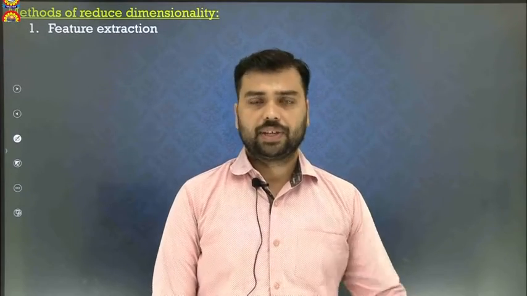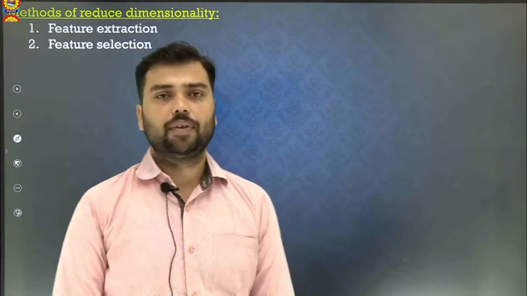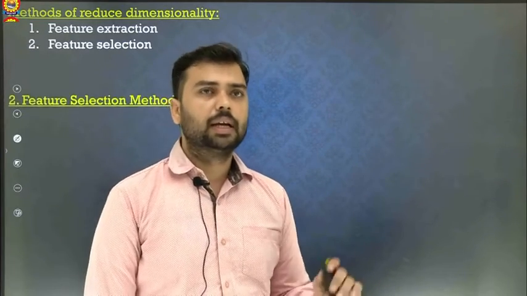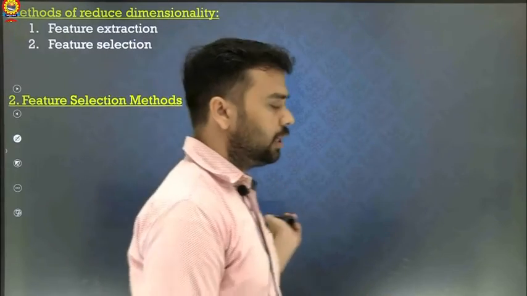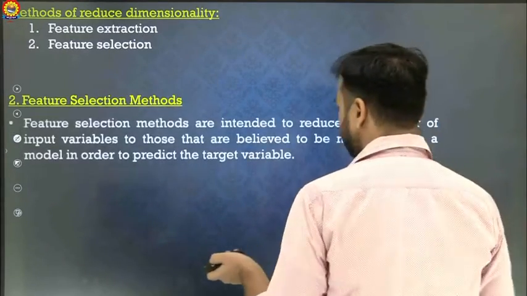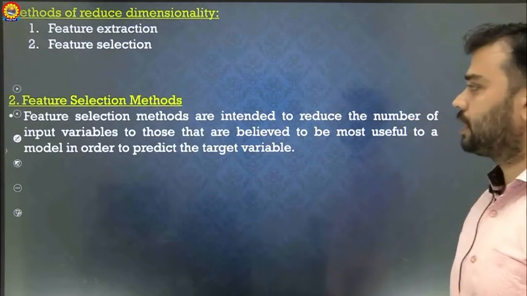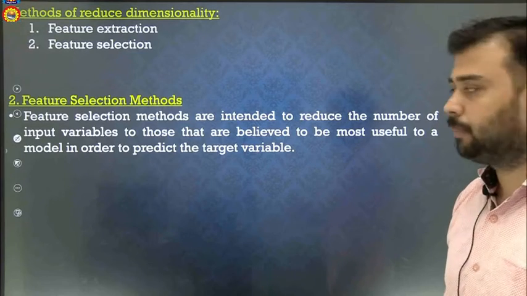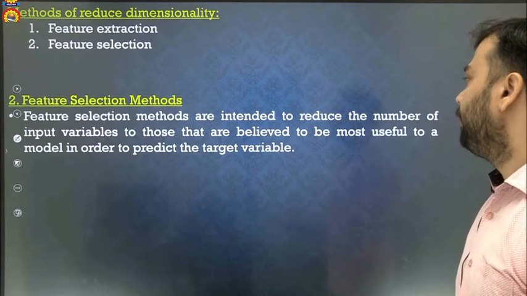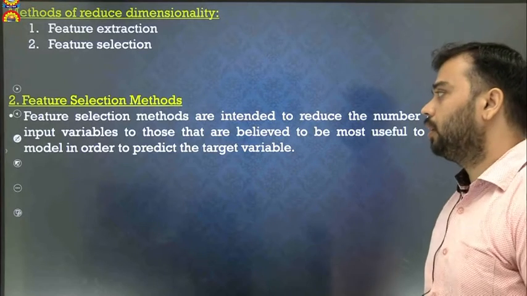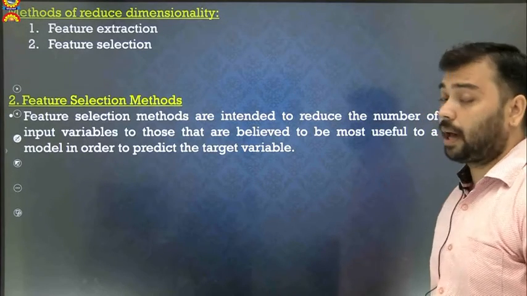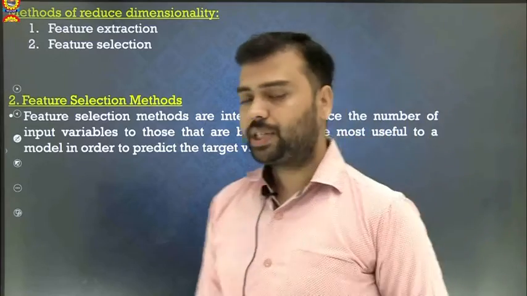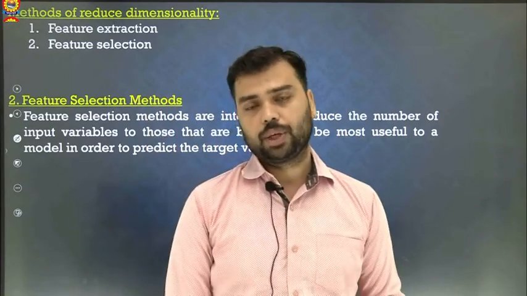So there are two types: one is feature extraction and another is feature selection. We already discussed feature extraction. So today we are going to discuss feature selection, the theory behind it, and the definition. We already discussed in the previous lecture that feature selection methods are intended to reduce the number of input variables to those believed to be most useful to the model in order to predict the target variable. So we simply find the variables which are mostly used, or of higher rank.